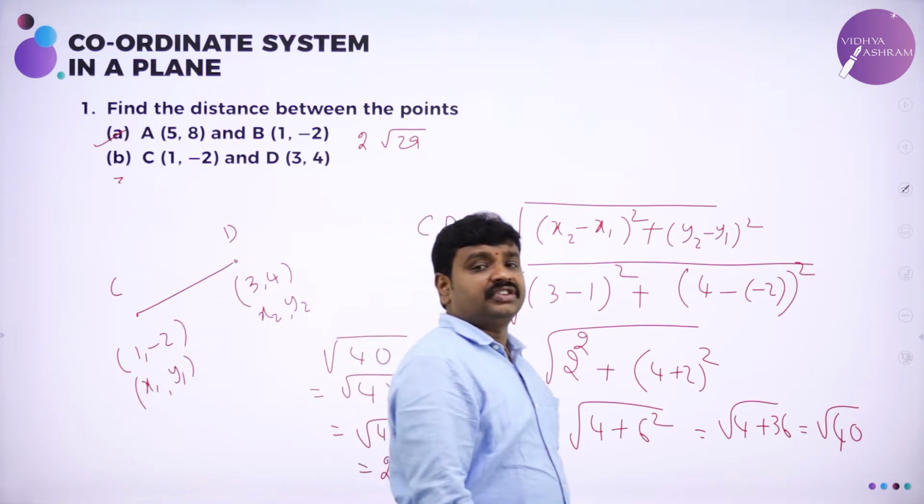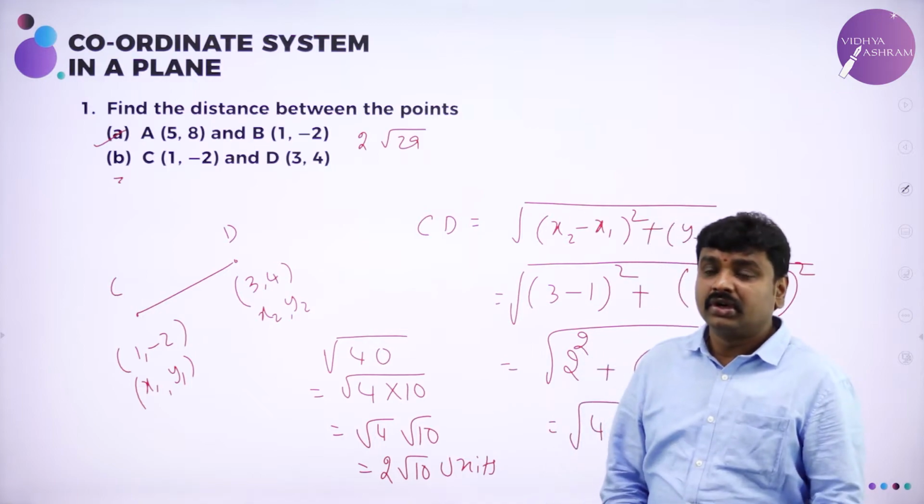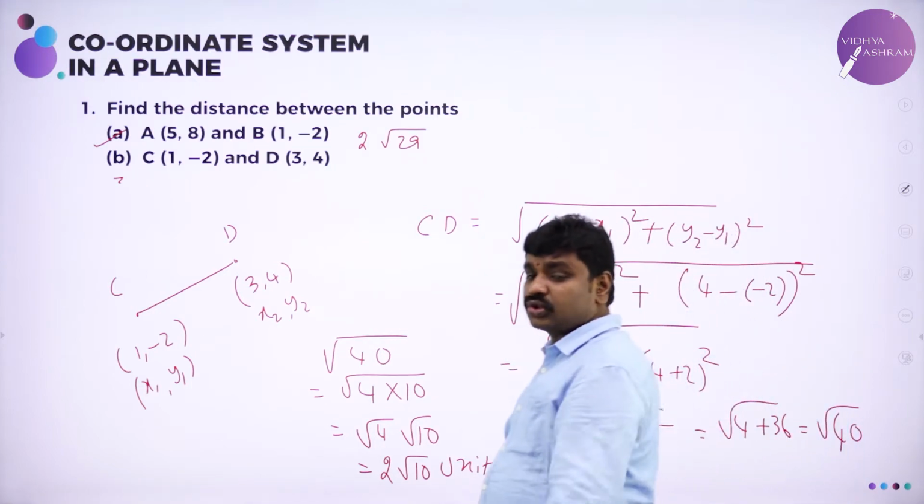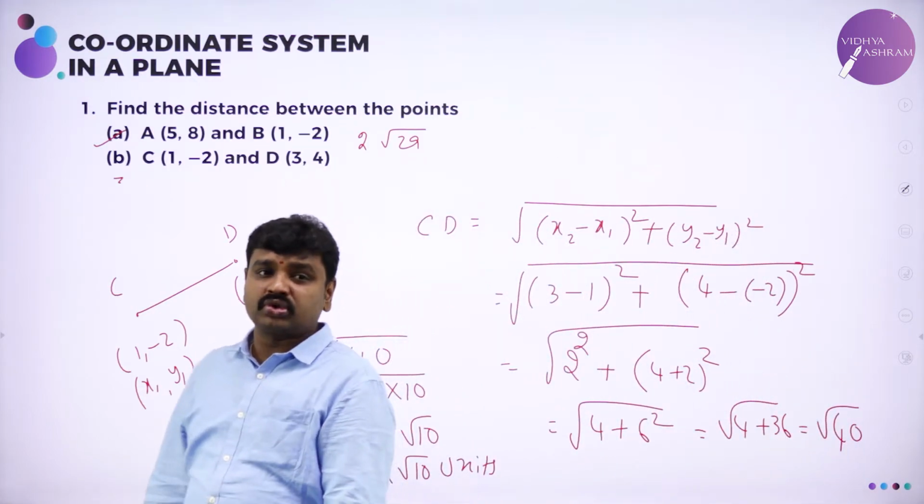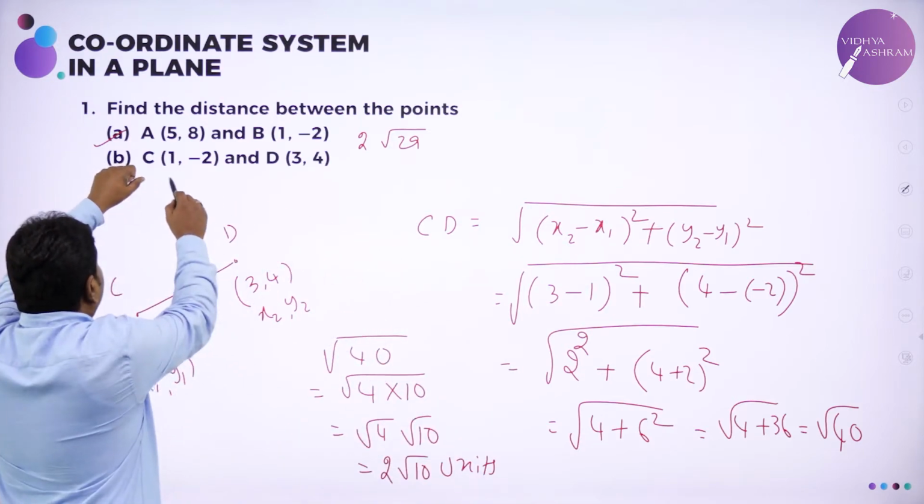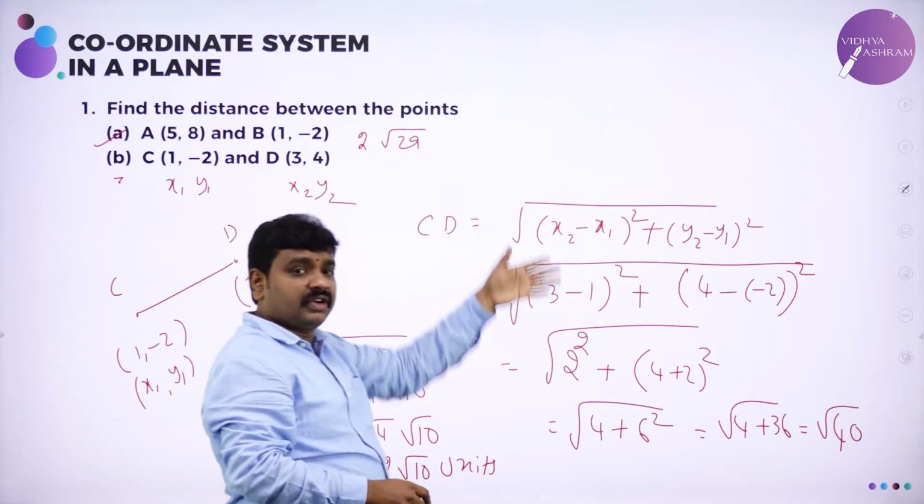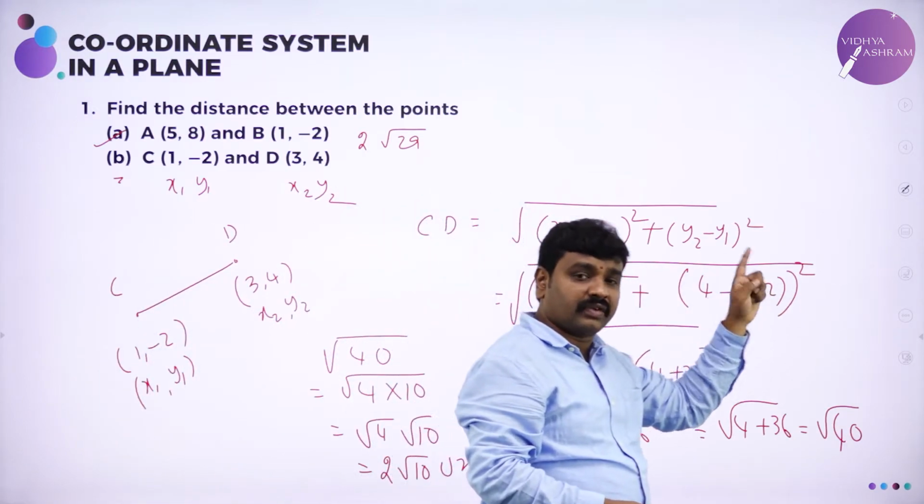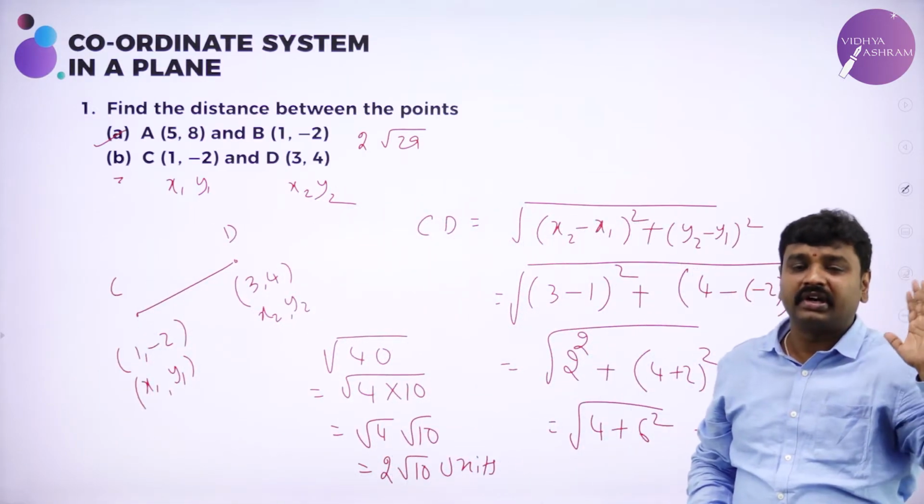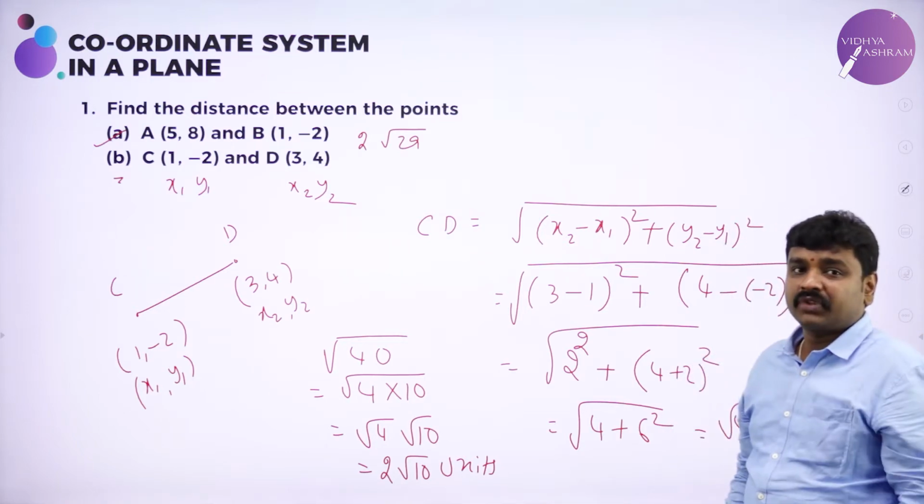I hope all of you are thorough with the distance formula. What is the distance between 2 points? Root of (x2 minus x1) the whole square plus (y2 minus y1) the whole square. First pair we call it x1, y1, second pair we call it x2, y2. Then we substitute in the formula, and we get the answer while subtracting, squaring, and adding. Do it carefully. You can use calculators, so don't make any mistakes.